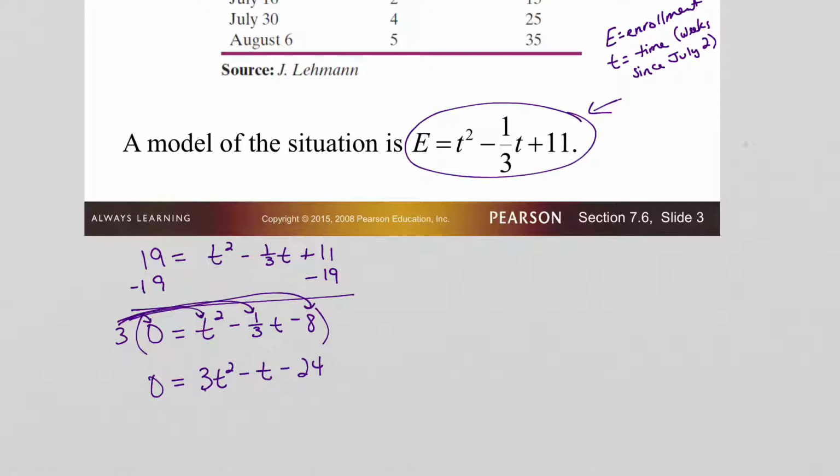Now I'm going to multiply 3 times negative 24, and off to the side I'm going to write negative 72, because I get negative 72 whenever I multiply 3 times negative 24. I want factors of negative 72 that add up to be negative 1. That's our middle term. And those are going to be negative 9 and positive 8. So I'm going to rewrite the middle term using negative 9 and positive 8. And so now I'm going to factor using grouping.